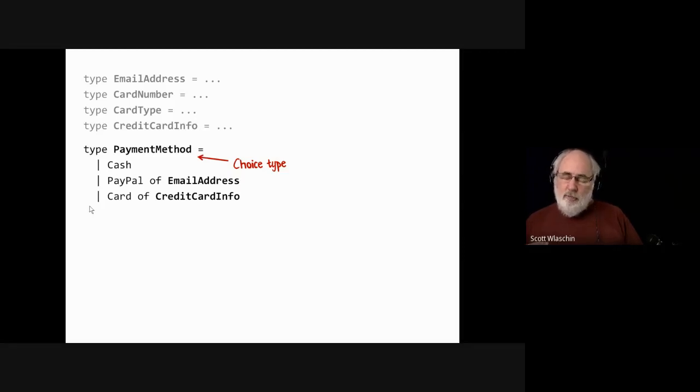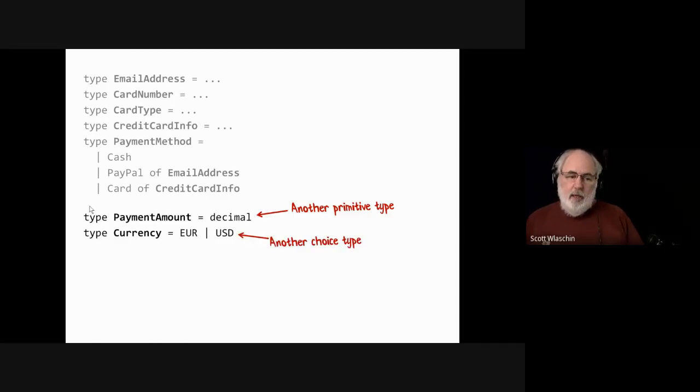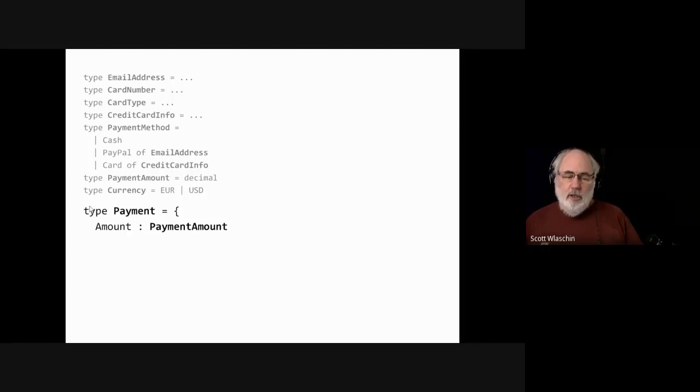But the nice thing about using composition is that you don't have to stop. You can build bigger and bigger things from the smaller things. So let's keep going. Let's build bigger things from this payment method. Let's talk about a payment amount. We don't want to use decimals or floats. We're going to use payment amounts. Currency is a choice between euros and dollars. So we've got a primitive and another choice type. And then finally, we can say a payment is an amount and a currency and a payment method. So again, we're building a bigger thing from the smaller things.